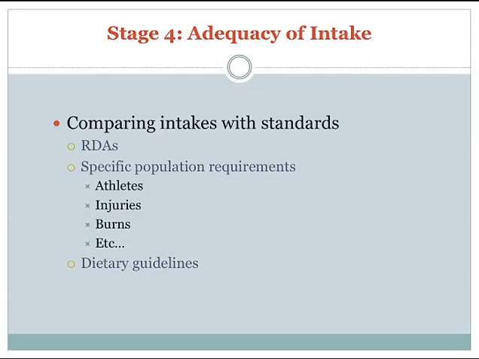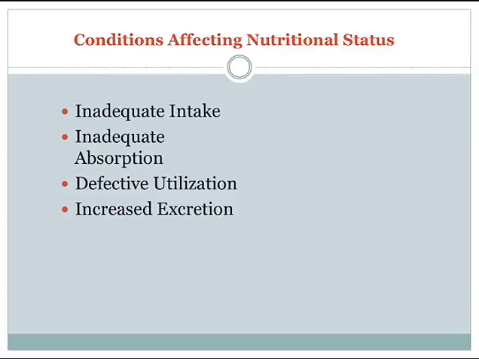So for instance, athletes have a requirement for B vitamins which is a little bit higher than non-athletes because they're consuming more calories. So the B vitamin requirement is adjusted per 1,000 calories consumed. And people with burns have a higher requirement. People who have an injury have a higher requirement. Pregnant women have a higher requirement for certain things. So you make sure that you make those adjustments specific to the population that you're looking at.